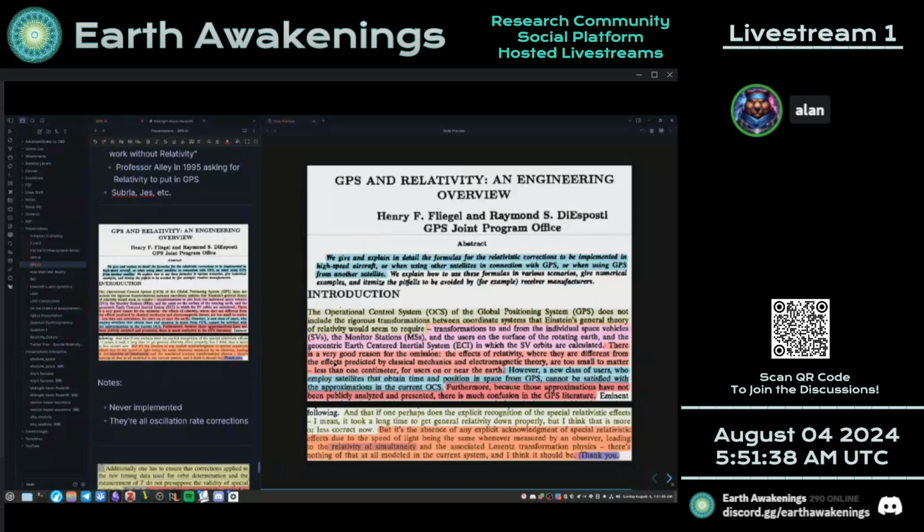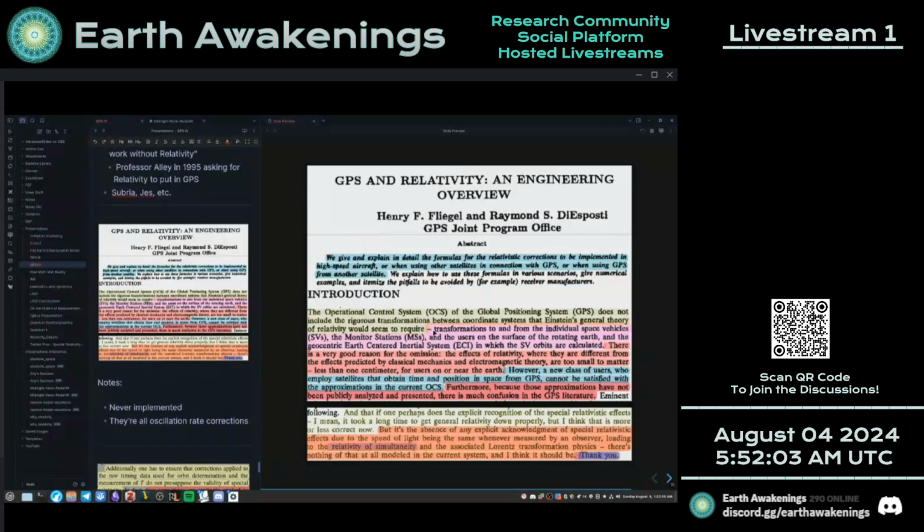However, a new class of users who employ satellites that obtain the time and position in space from GPS cannot be satisfied with the approximation of the current operational control systems that they have, so the current guidelines they have. Furthermore, because of those approximations, they have not been publicly analyzed. This has presented much confusion about GPS in the literature.